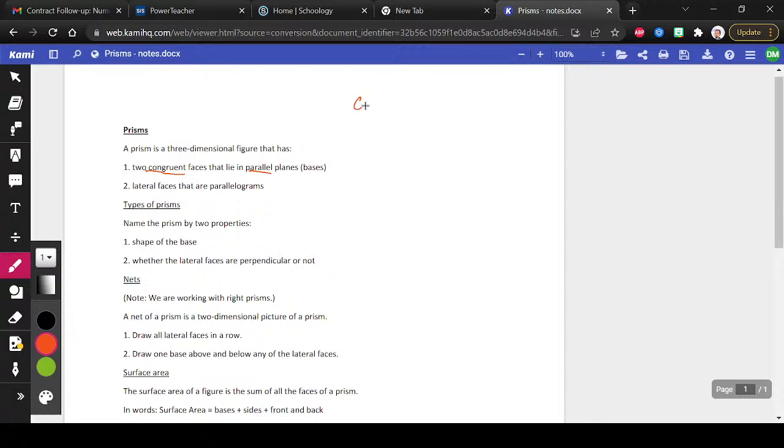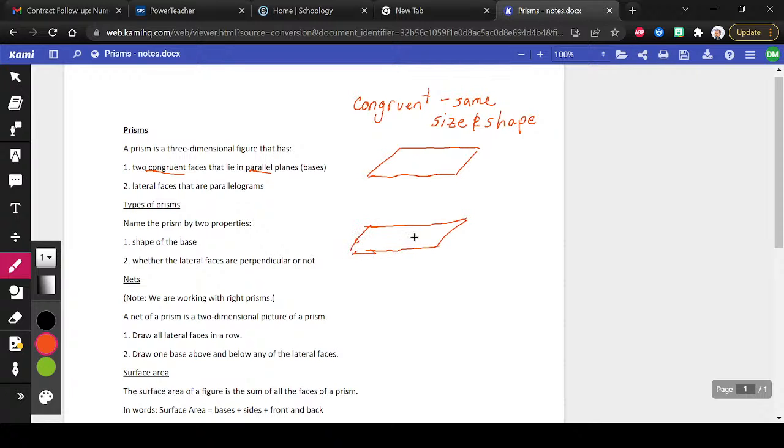But first of all, I want you to know that congruent means same size and shape. And when we say that they're parallel planes, where the bases lie, the idea is if I have a plane up here, and I draw another plane down here, and these two planes do not intersect, then these two planes are what we would call parallel.